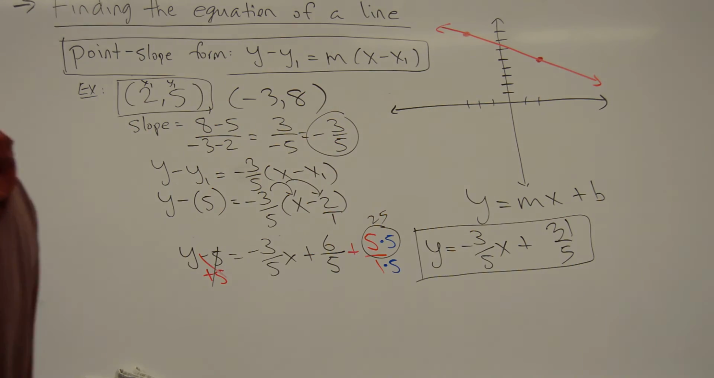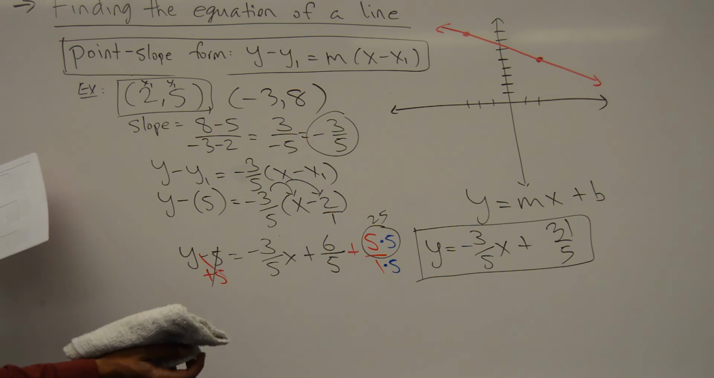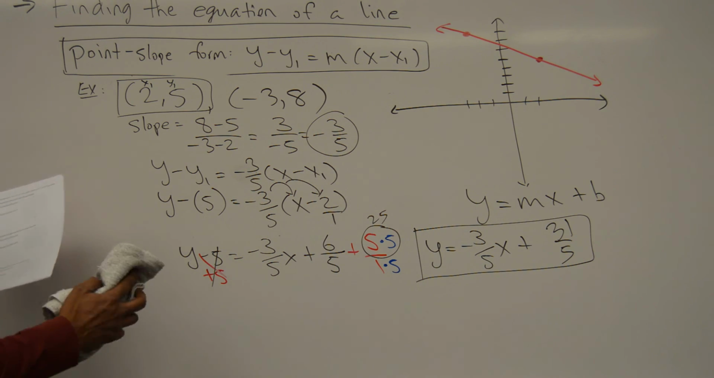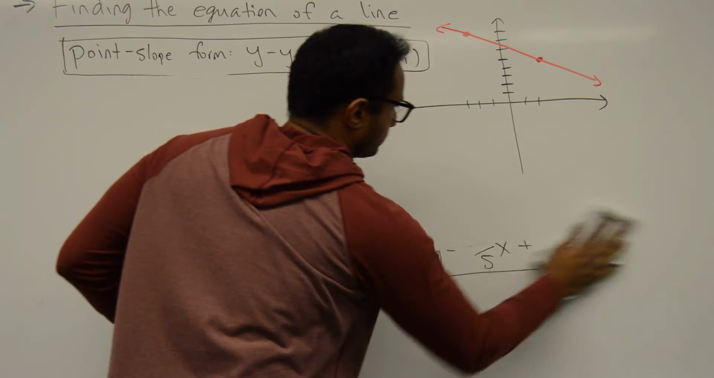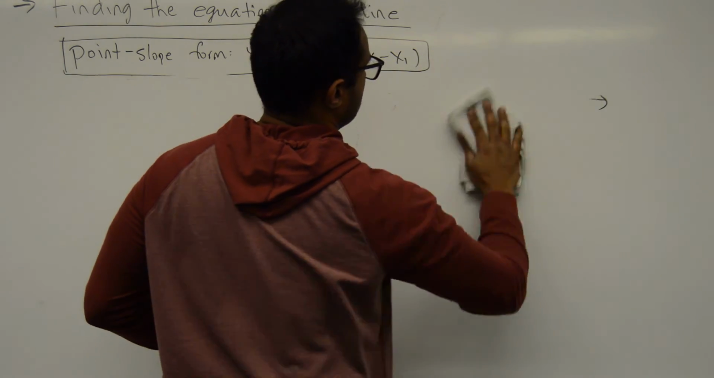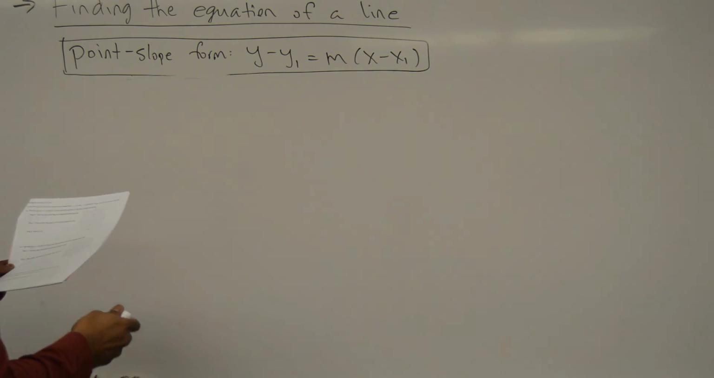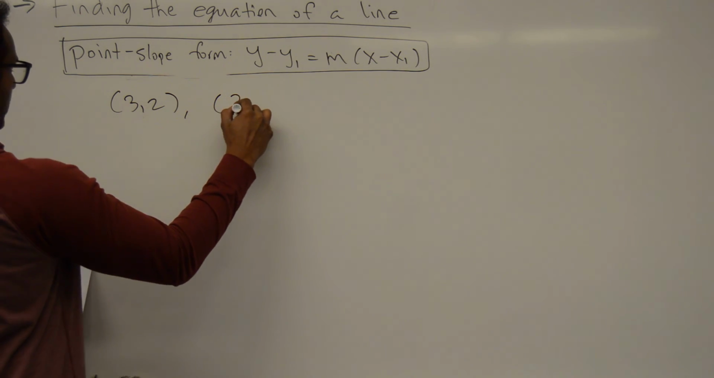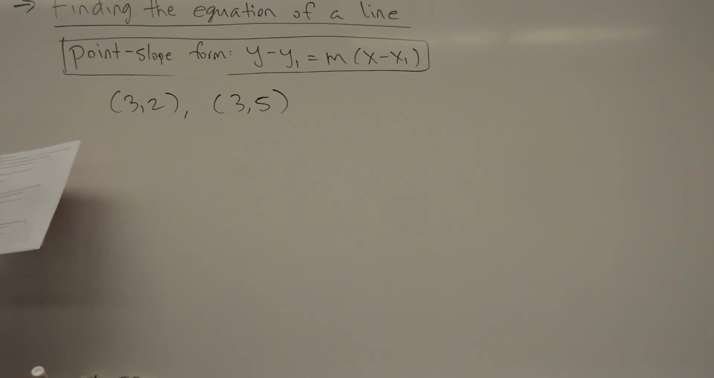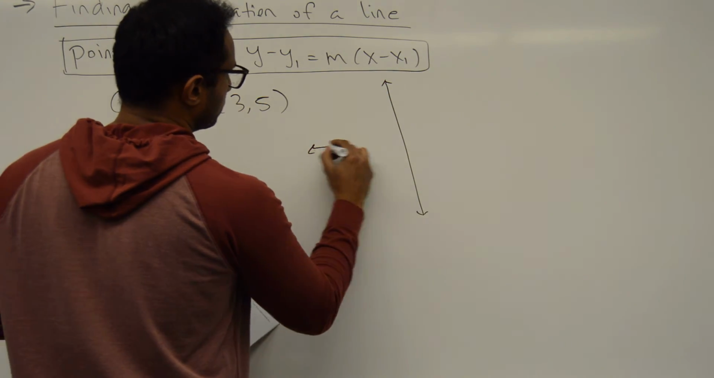All right, one more example. Plot the points (3, 2) and (3, 5), and find the equation of the line through those 2 points. So let's start with the plot. Okay, it says plot the points (3, 2) and (3, 5). Okay, so if I plot them, here's what happens.